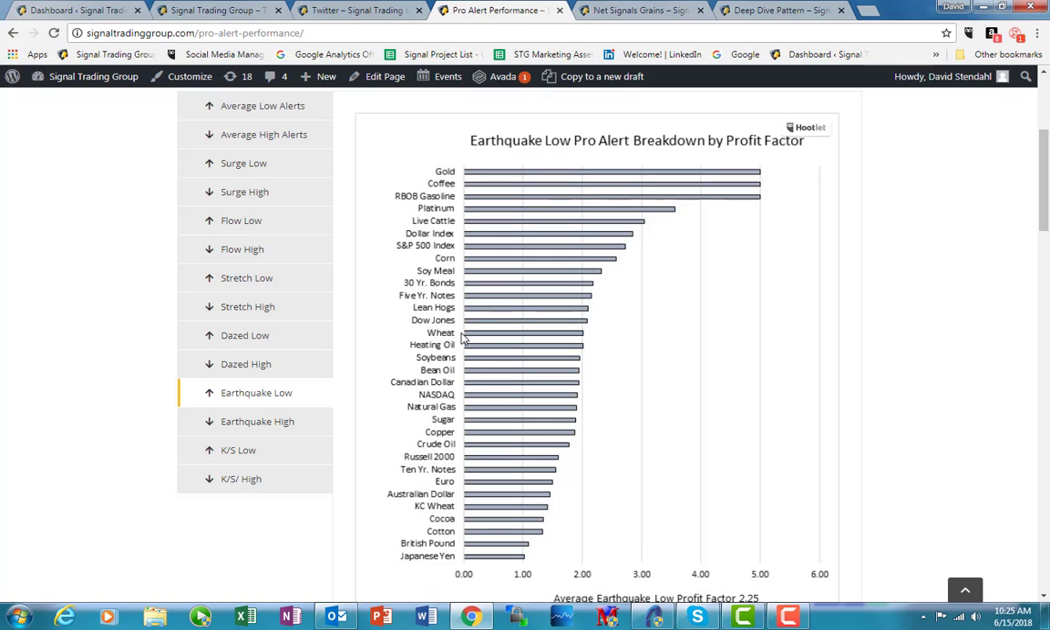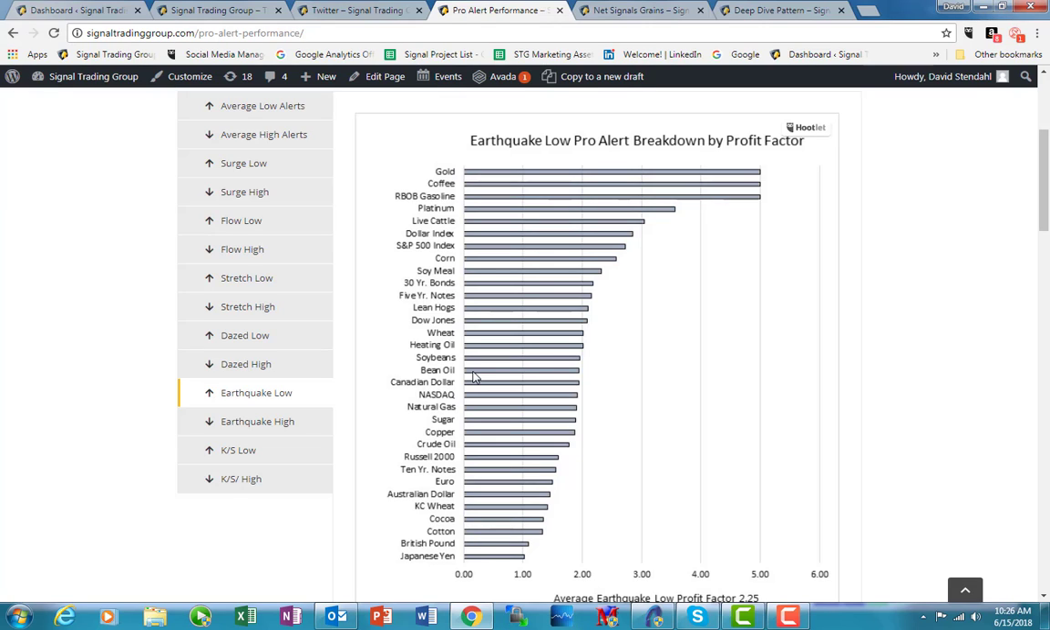So here's soybeans, at least in this list. Right here is soybeans. And this is looking at the performance based upon profit factor. Profit factor is the most simplistic risk-reward calculation you can come up with: gross profit divided by gross loss. Just a quick little ratio between the two.